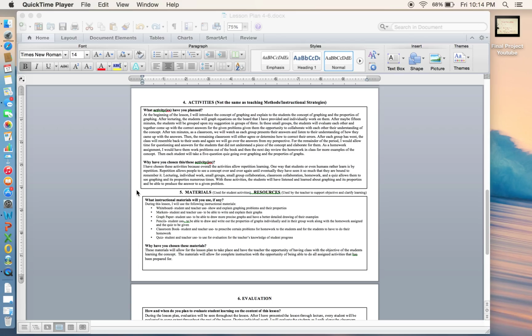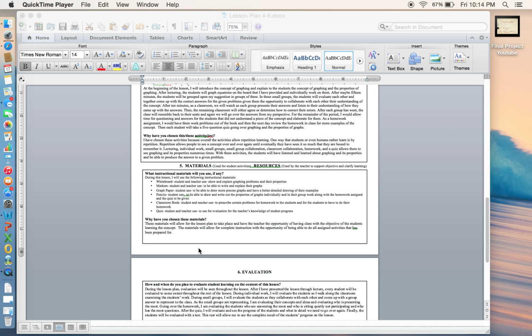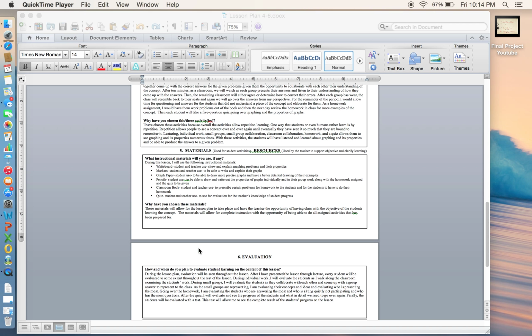And then, why have you chosen these materials? The materials will allow for the lesson plan to take place and give the teacher the opportunity of having class with the objectives of the students learning the concept. So the materials will be what all that we need to make the lesson plan work out.